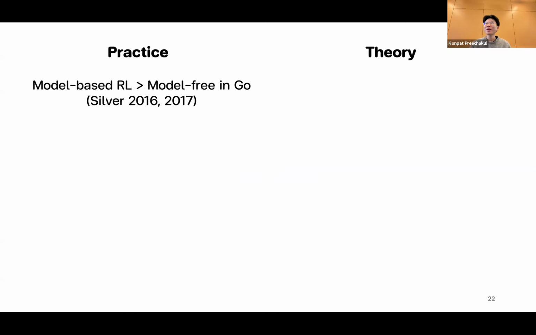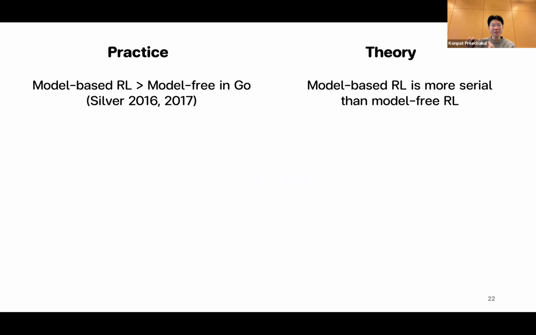Okay, so in RL, we kind of know that model-based RL is the one that gave us superhuman Go-playing performance, in AlphaGo, AlphaZero, and so on. And model-based RL also has more serial compute than model-free RL, because it does MCTS, and that gets you further into the value function approximation.